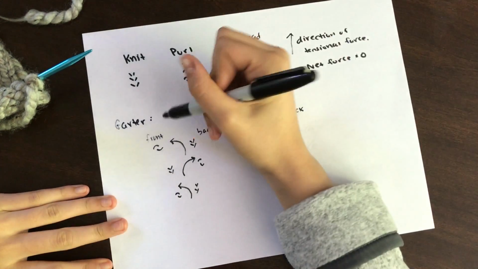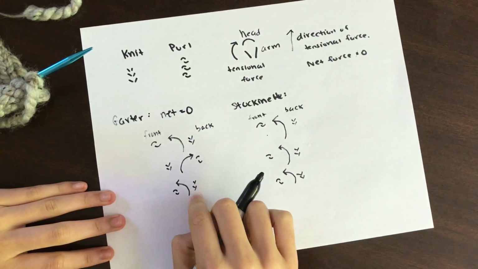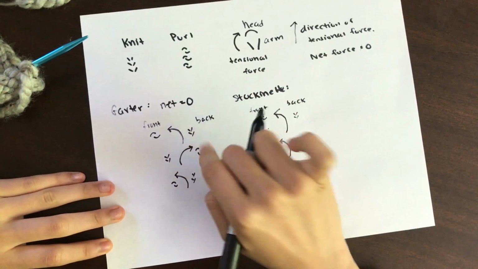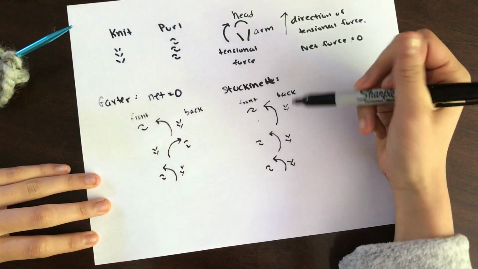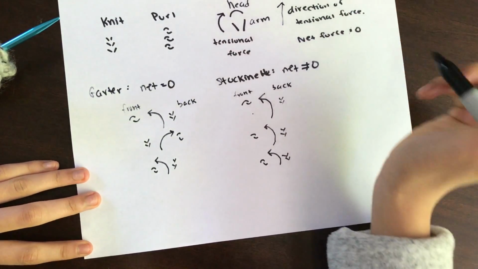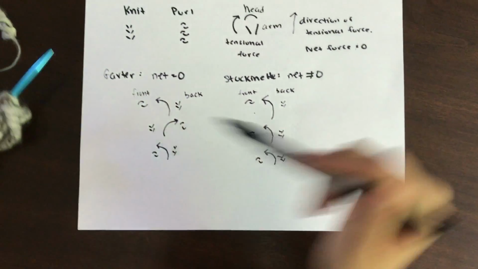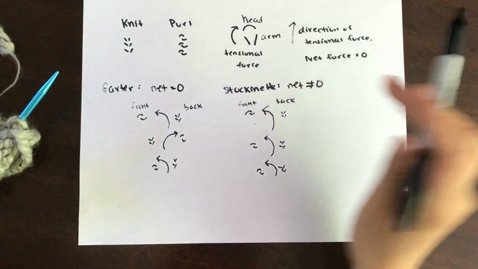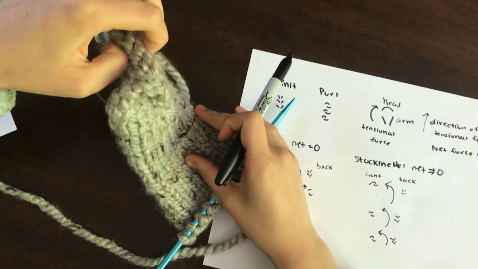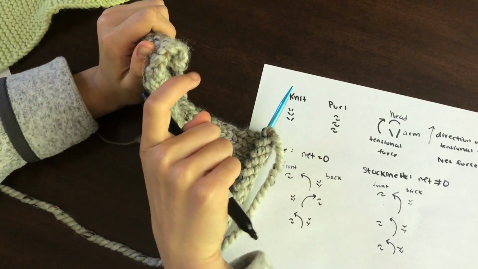In the garter stitch, the net force is zero, because while one force is being pulled this way, the other one is being pulled this way. So net force is zero. But in the stockinette stitch, the net force is never zero, because the tension is being pulled in one direction, and there's no force pulling in the other direction to equalize it. We can see this when we look at the curling. All of the force is being pulled this direction, up and over.